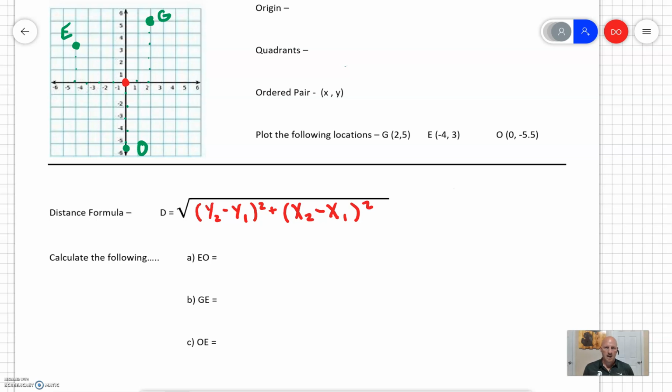Welcome back. This is Geometry, Unit 1, Section 1-8. This is video 2 of 3. We're going to walk through how to use the distance formula.